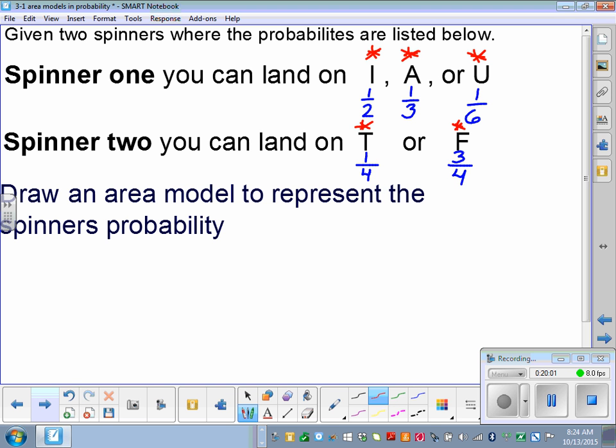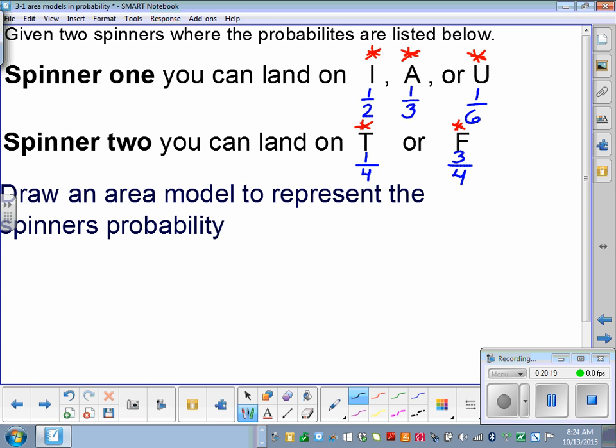Landing on I, there's a 1/2 chance. Landing on A, there's a 1/3 chance. Landing on U, there's a 1/6 chance. Now on spinner 2, the chance of landing on T is 1/4. The chance of landing on F is 3/4. So we're going to draw an area model to represent the probabilities.